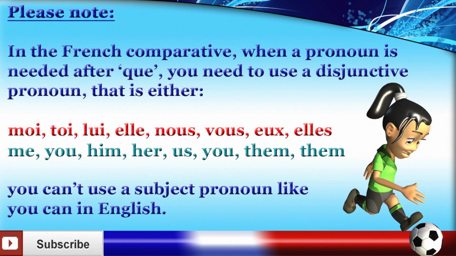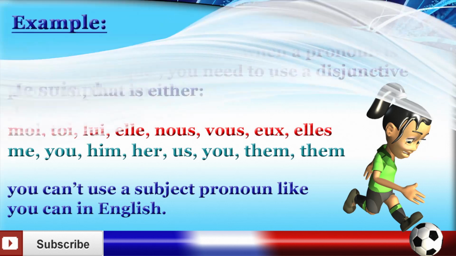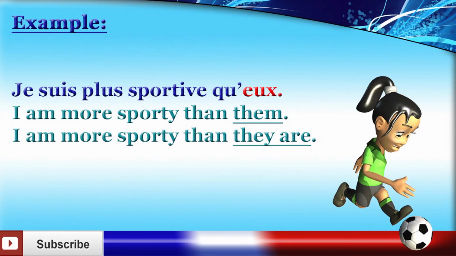As you've just seen in the last example, in the French comparative, when a pronoun is needed after que, you need to use a disjunctive pronoun, that is either moi, toi, lui, elle, nous, vous, eux, elles. You can't use a subject pronoun in French like you can in English. For example, je suis plus sportive que eux translates to either I am more sporty than them or I am more sporty than they are.